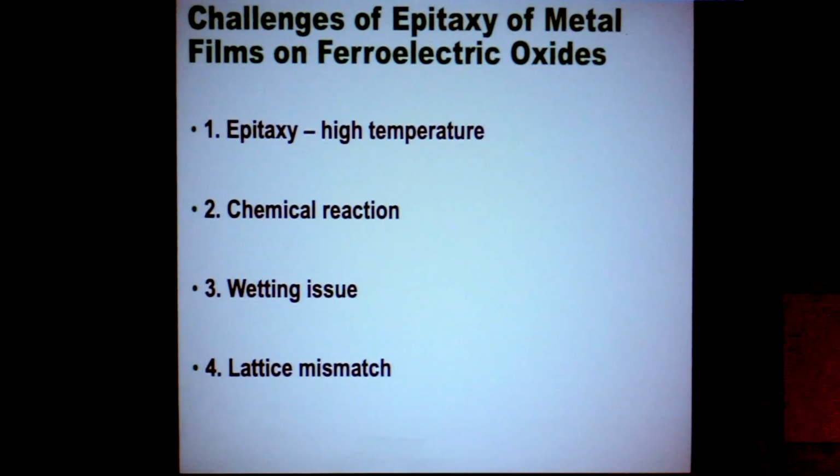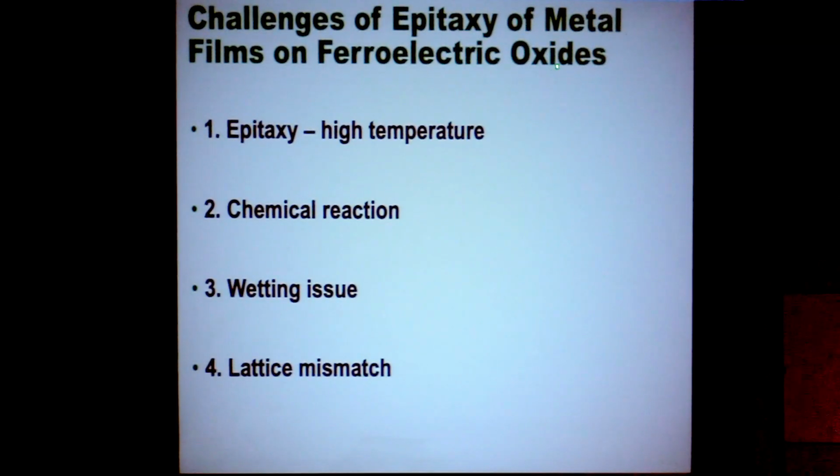However, if we want to grow intermetallic alloys or especially metal films onto ferroelectric oxides, there are several challenges. If you want epitaxial growth, you need a high temperature to provide enough thermal energy to let the atoms move to equilibrium sites. But most of these magnetic alloys are chemically very active. At high temperature, they could easily form a second alloy phase with these oxide substrates.